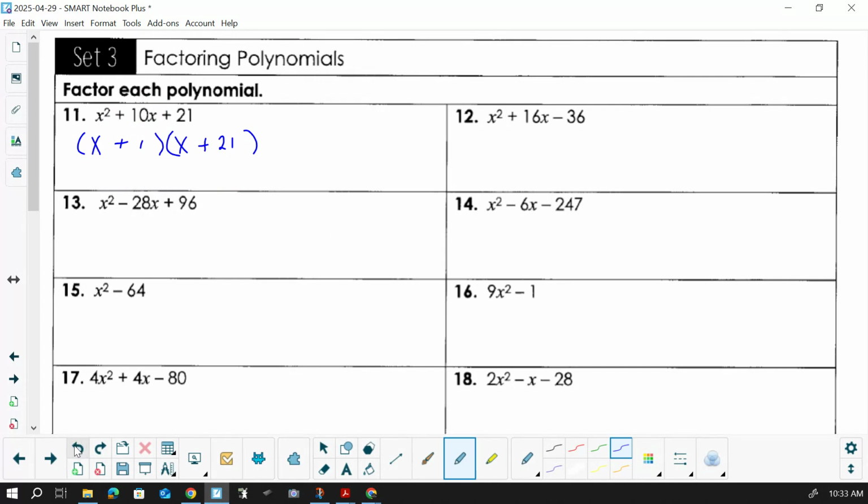So what does that mean? It means you have to try something different. Okay? 21, that's not the only way we can get a 21. We could also do what?